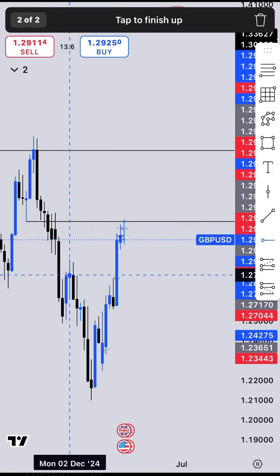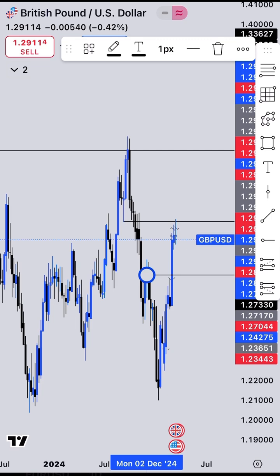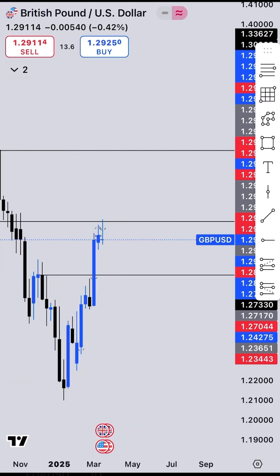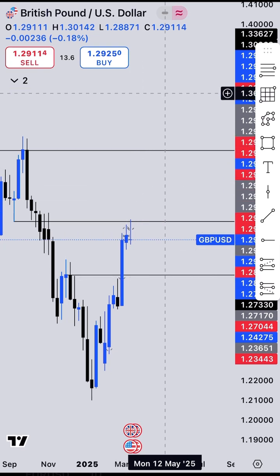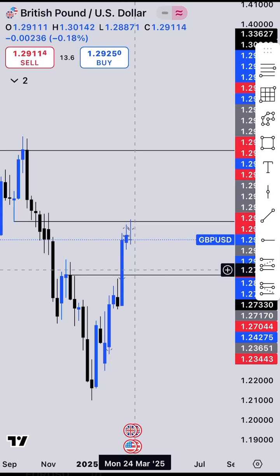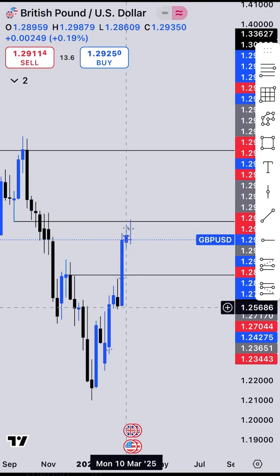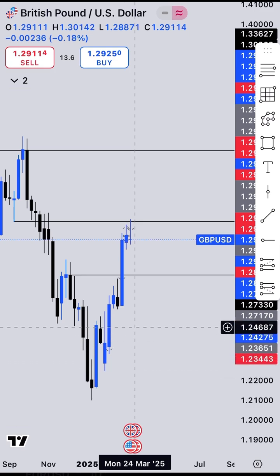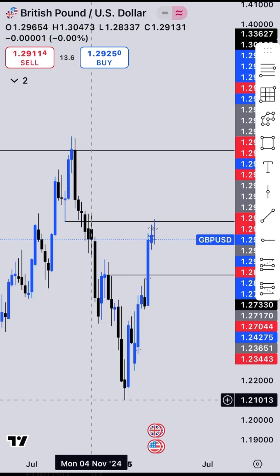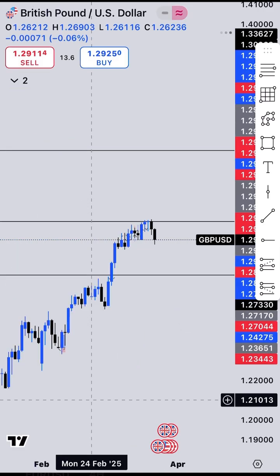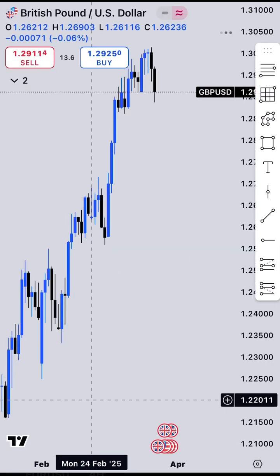No. So now if I want to pick my draw on liquidity, this will be the first, because price can actually use this as what? As a mitigation block and continue the move to the upside. But if price violates it and breaks this low, we might continue moving to the downside and take out this old low. So immediately price went to that level.